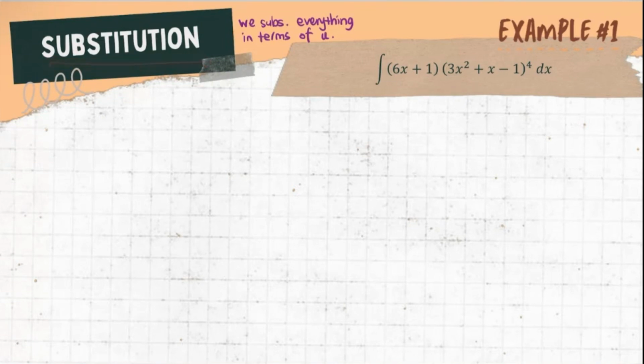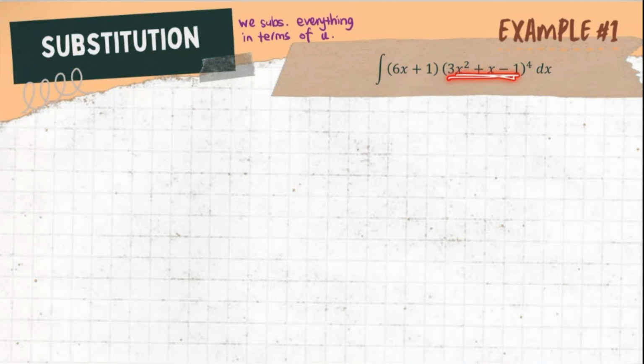Okay, so how are we going to identify? So we can see that dalam function ini kita ada 3x square plus x minus 1 ni, dia ada highest power. So the highest power for this function adalah 4. So I'm going to let this function sebagai U.